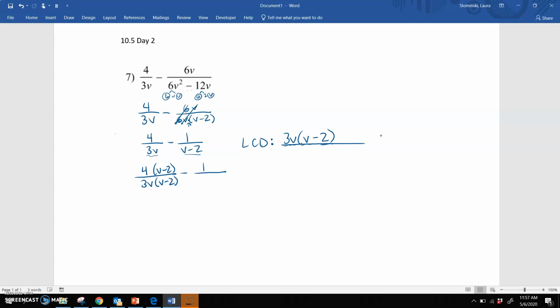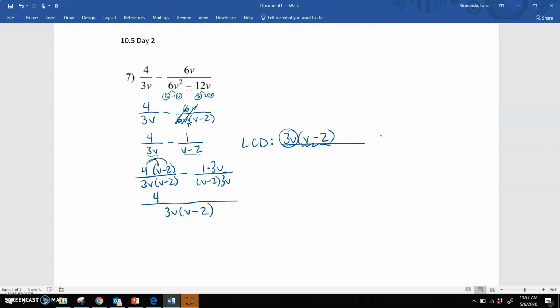Minus 1 over v minus 2 is my second fraction. Compared to the least common denominator, the denominator has the v minus 2. It does not have the 3v, so I multiply the top and bottom by 3v. Once I have same denominators in both, even though they're in different orders, I can put them all together as one fraction. So it's all over 3v times v minus 2.